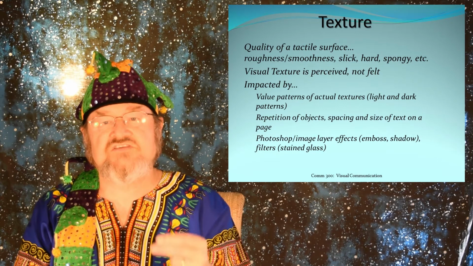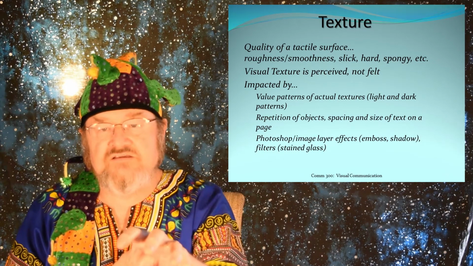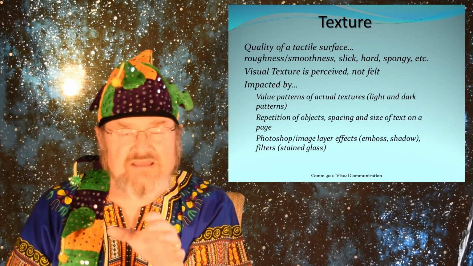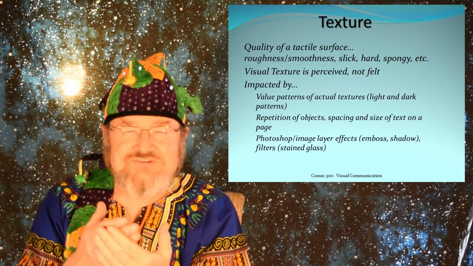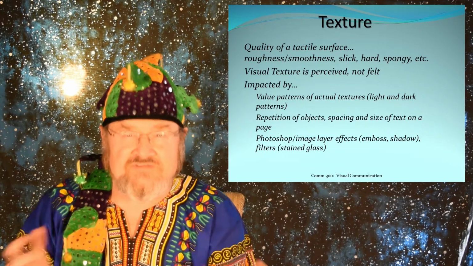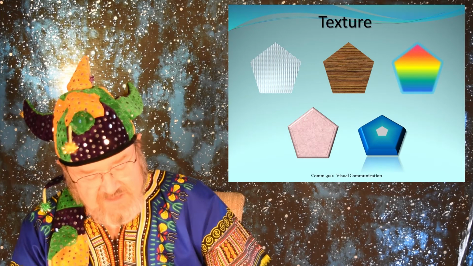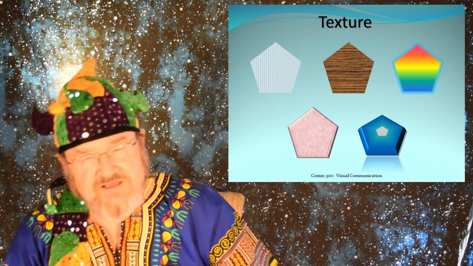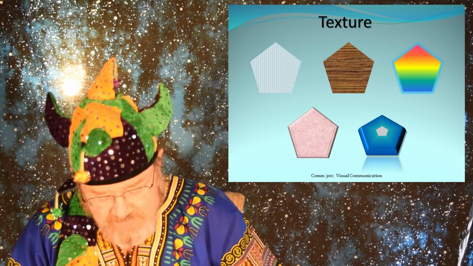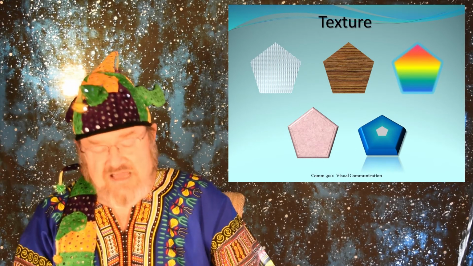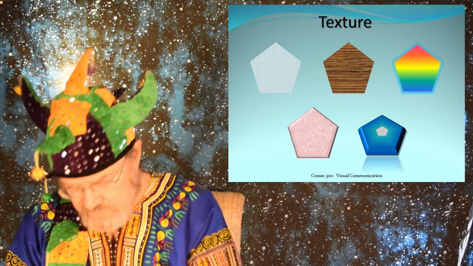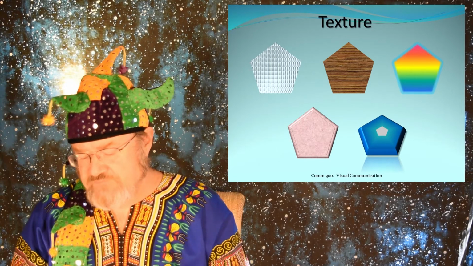All right. Texture is the last element we're going to talk about, and it's the quality of a tactile surface. I think of it as, what would it feel like if I touched it? But I can't touch it because it's usually in 2 dimensions, right? So what it looks like it feels like is what texture is. And so this is affected by light and dark. It's affected by the repetition of things. It's affected by various effects that you can use, filters in Photoshop like emboss and shadow and stained glass. All that's going to affect how different images appear in terms of texture.